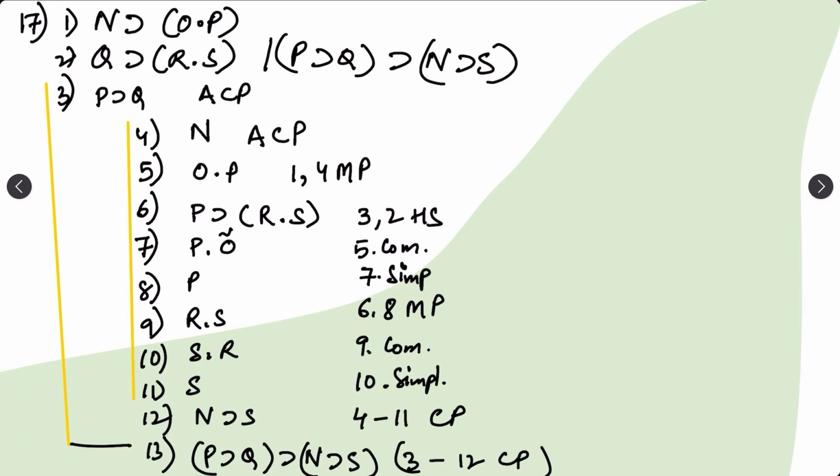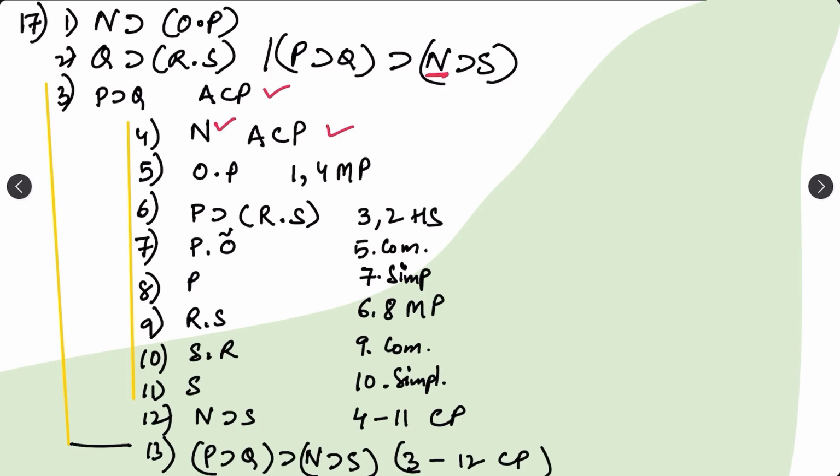Now the next question is P horseshoe Q horseshoe N horseshoe S. So here you have to use the conditional proof twice. In the first case you have simply taken P horseshoe Q assuming conditional proof, and in the second case I have taken N as ACP, assuming conditional proof.